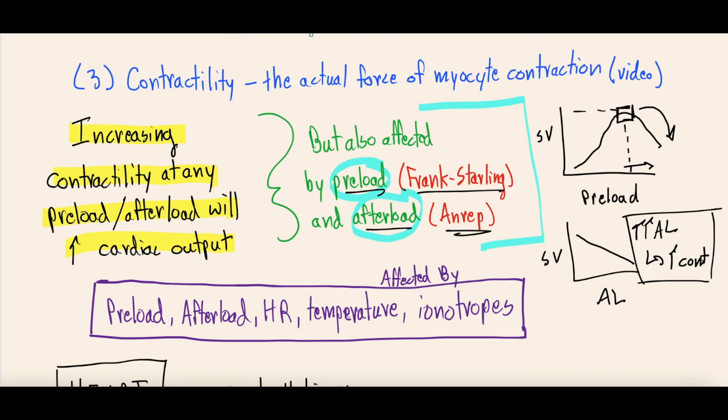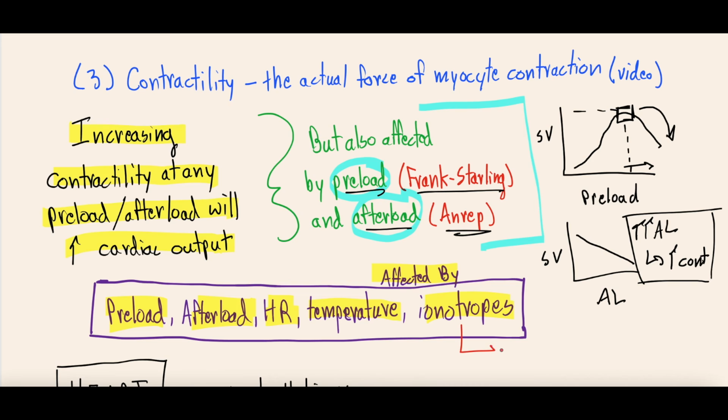And going down here, when we have our purple affected-by boxes, contractility is affected by preload and afterload, which we talked about. It is affected by heart rate, which we'll talk about in a second. It's affected by temperature. Those that are hypothermic or have a very low temperature are going to have a decreased contractility. And it's affected by inotropes, and this is something that I think about whenever I'm working clinically.